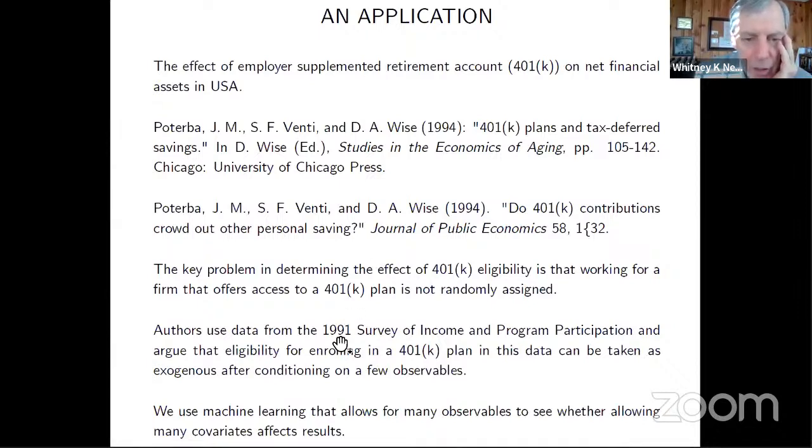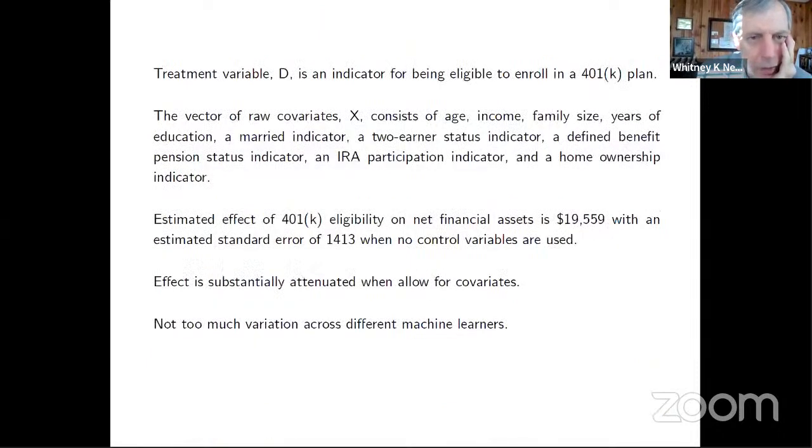The authors used data from the 1991 Survey of Income and Program Participation and argued that eligibility for enrolling in a 401k plan in this data can be taken as exogenous after conditioning on a few observables. What we do here in this example is use machine learning that allows for many observables, to see whether allowing many covariates affects the results. Treatment variable D is an indicator for being eligible to enroll in a 401k plan. Some companies have this, some don't. And presumably this is endogenous, because whether you join a company could be related to this.